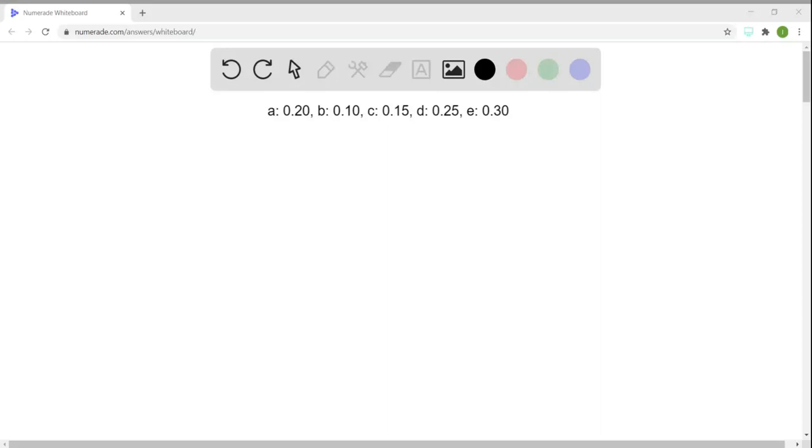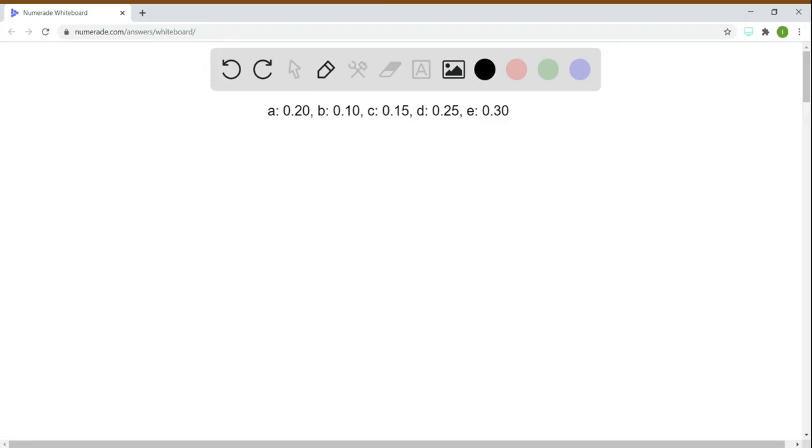They want us to use Huffman coding to encode these symbols with these frequencies, and then they also want us to find the average number of bits required for this encoding. All right, so let's first go ahead and go through the process for Huffman coding. So let's first go ahead and make our trees.